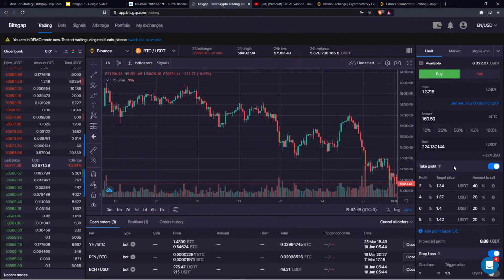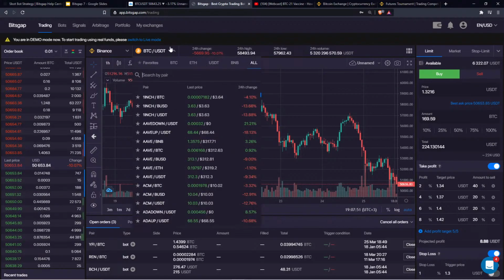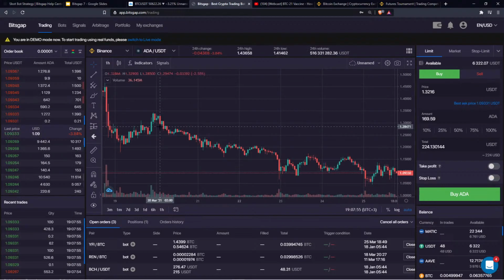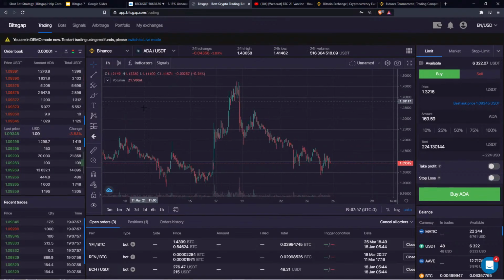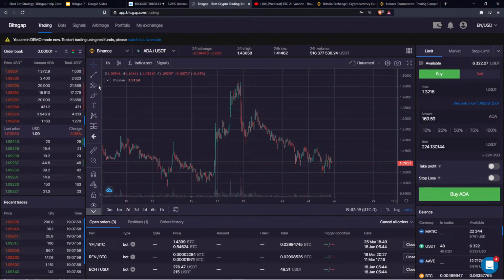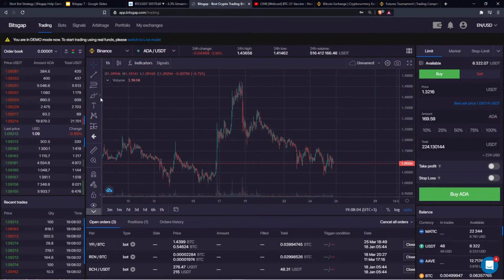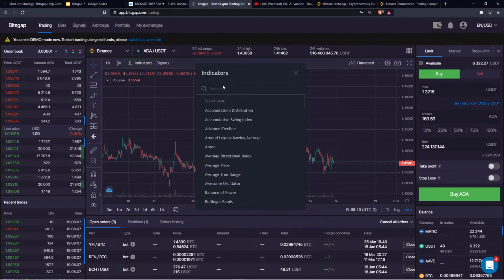So for example, let's open any random crypto, let's say Cardano trading against USDT. You see the chart here, and you can conduct your technical analysis and all that stuff, like Fibonacci retracement. The vast majority of major tools are here at your disposal.